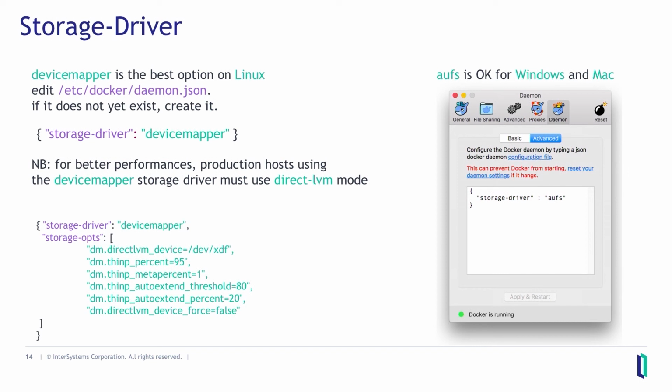InterSystems supports, if you are running on Linux, the device mapper storage driver, which is most often the default one. But if you are running a Mac or Windows distribution with Docker, you have device mapper by default, but we don't support it on Mac or Windows. So you have to use another union file system, AUFS. And you have to go to the advanced option to set storage driver equal to AUFS.